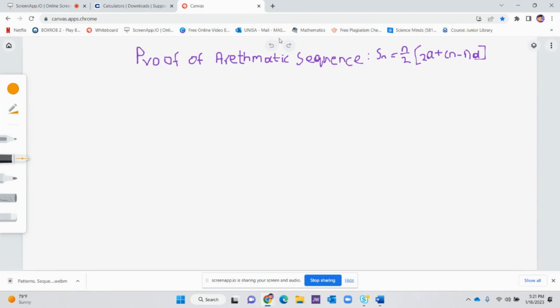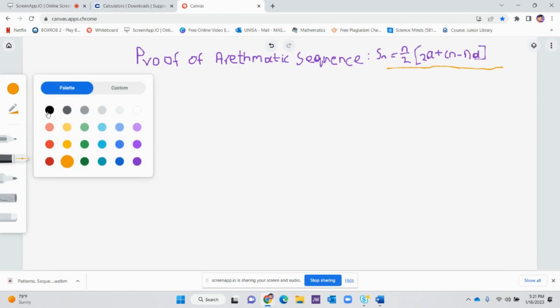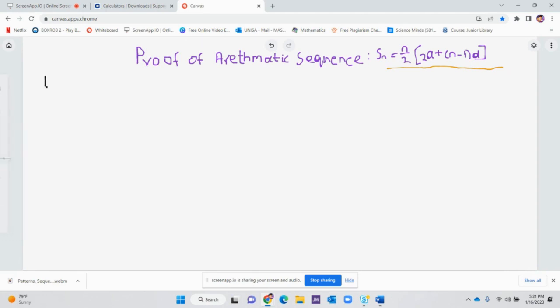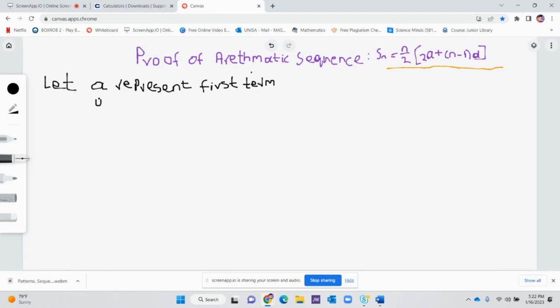arithmetic sequence. Sn is equal to n over 2 into 2a plus n minus 1 into d. All right. So how do we start about that one? So the first thing that you're going to do is let a represent your first term, and then you let your d represent the constant difference. All right, so then we start.